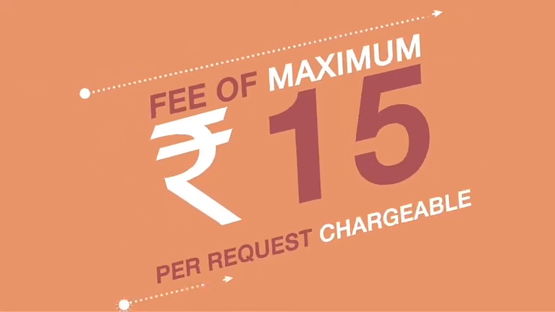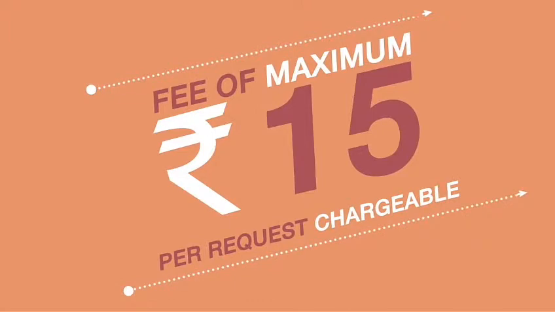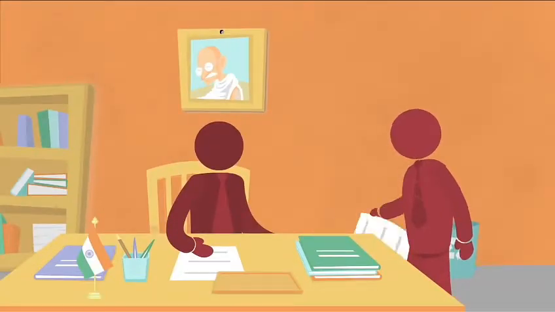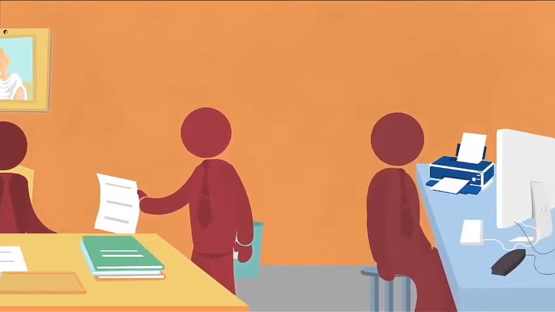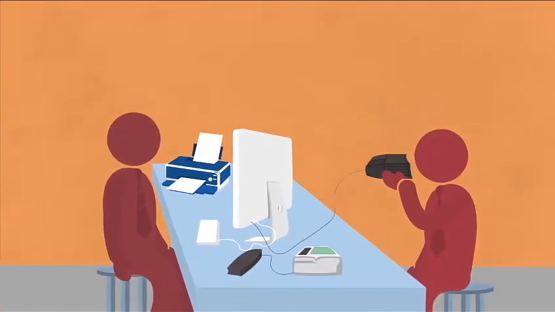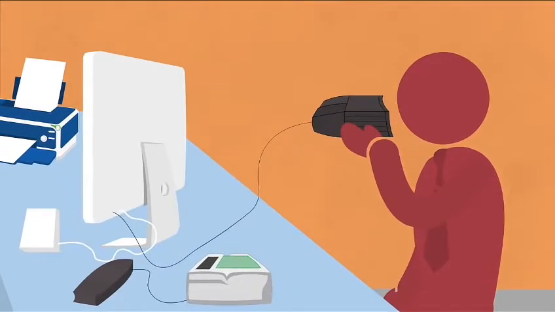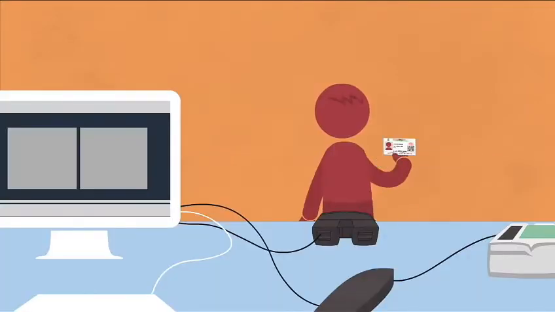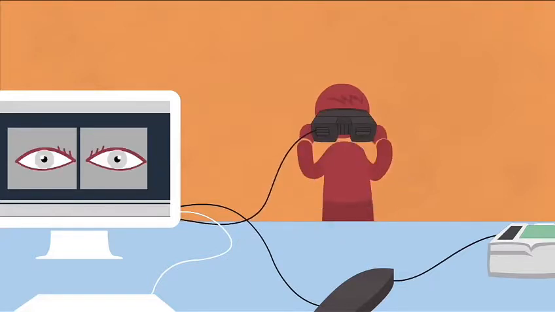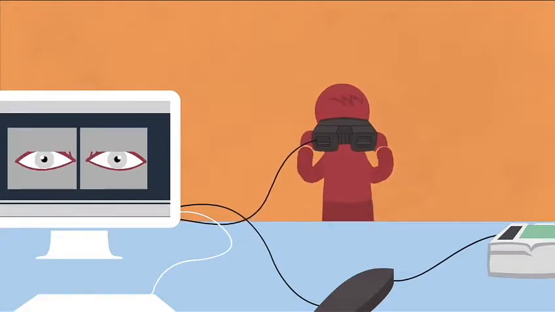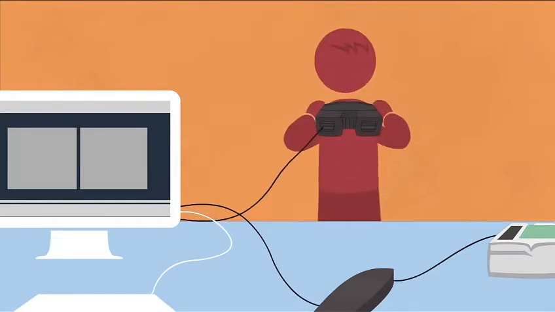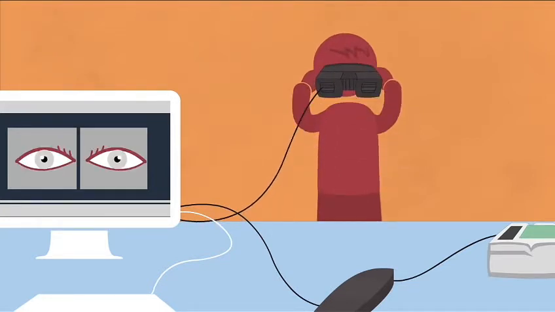You need to pay a fee of up to ₹15 per request for updating any one or all data fields at the Aadhaar Kendra. In addition to demographics, biometric data such as fingerprints and iris image can also be updated at the Aadhaar Kendra. Children who have an Aadhaar need to get their biometric details updated once they attain the age of 5 and again at 15 years of age.